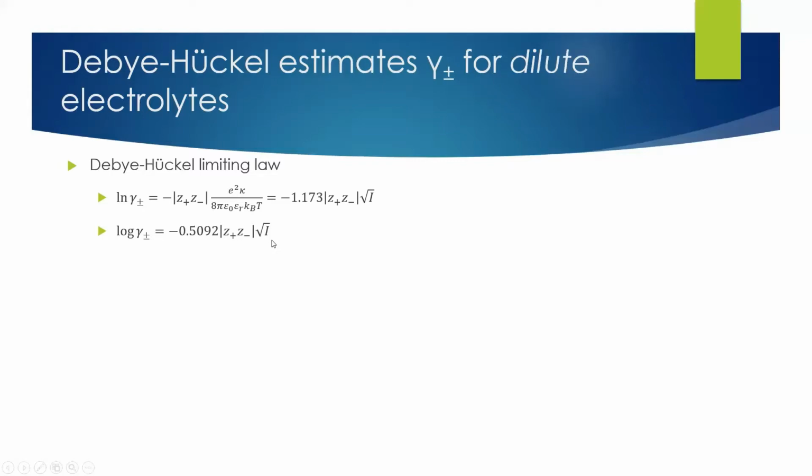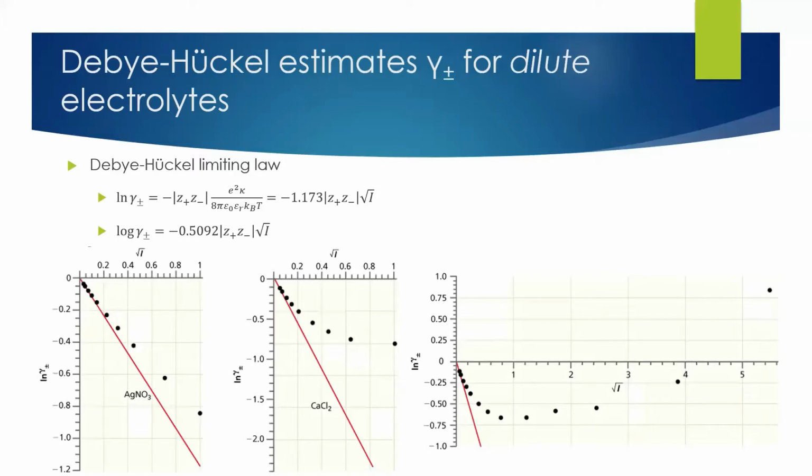So how does this law stack up? Let's consider silver nitrate, with singly charged ions. It works pretty well for a lot of values of ionic strength, maybe up until about 0.2 or 0.3. For something like calcium chloride, it works for small values, but it starts to fail a little sooner. And if we look at a larger scale here, we can see that it's pretty bad overall for large values of ionic strength.